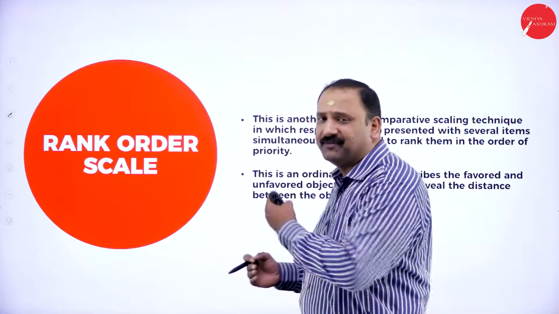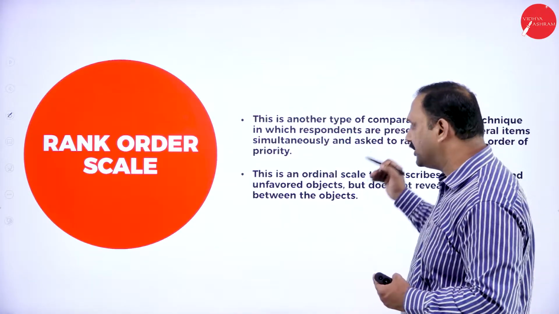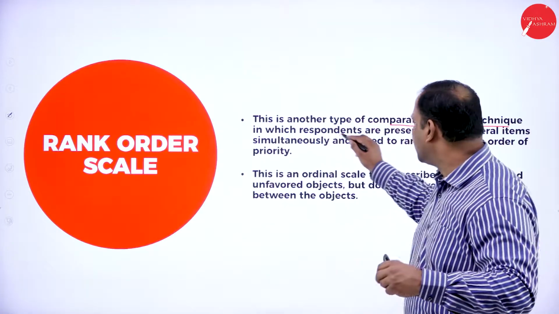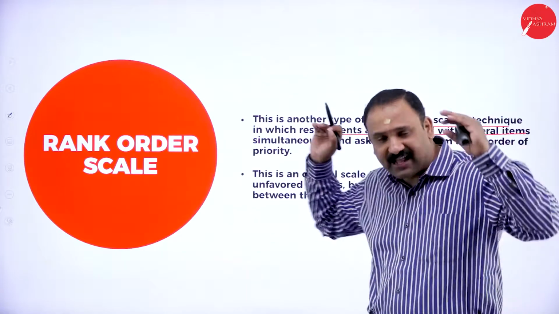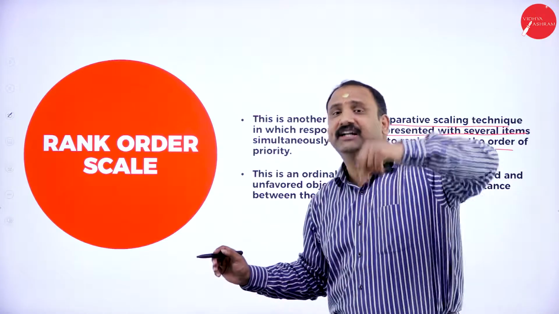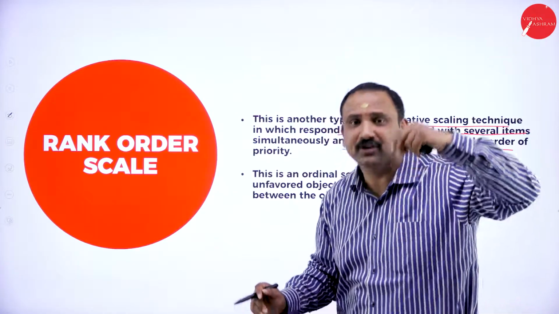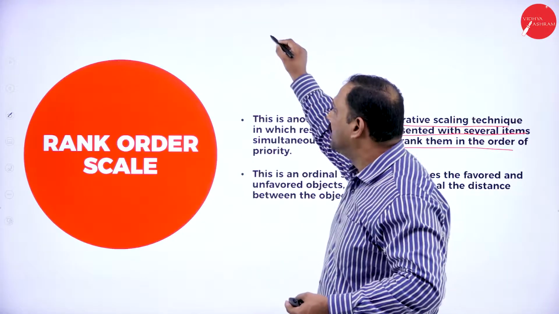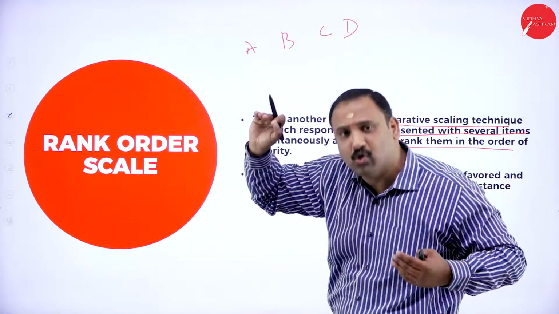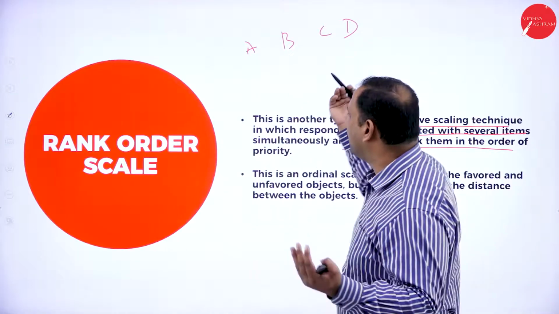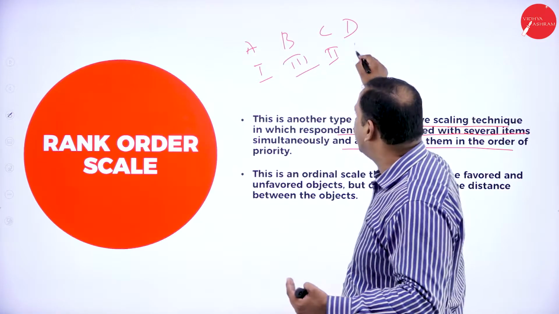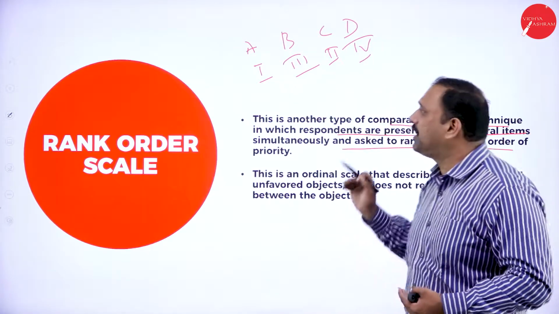Now this is also a very important scaling technique that we are using. This is another type of comparative scaling technique in which the respondents are presented with several items simultaneously and asked to rank them in the order of priority. So you're going to rank them in the order of priority. For example, you might be given brand A, brand B, C and D. So you will be asked to rank them accordingly. So one might rank this as the first one, this might be the second one, this might be the third one, and this might be the fourth one.